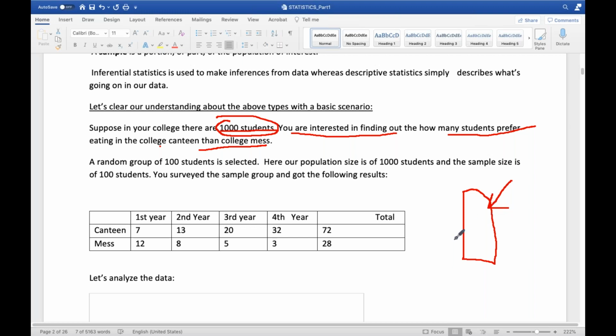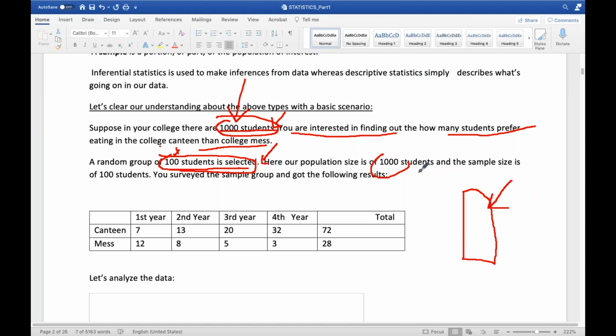At that moment, you go to a statistician and select a random group of 100 students out of the 1,000 students. It is very complicated to collect this information from each and every student, right? If it is 1,000, it might even be 1 lakh. So we take some random data. See, here our population is 1,000 because the total number of students in the college is 1,000. Out of the 1,000 we are taking only 100.